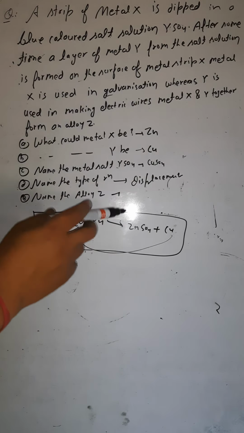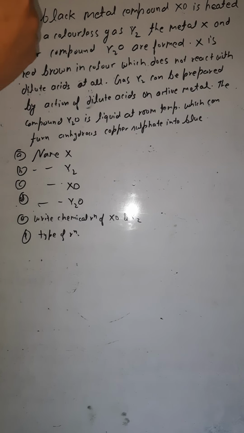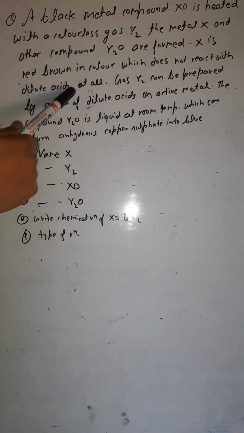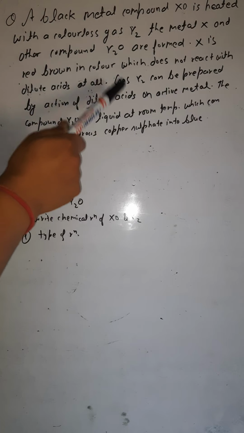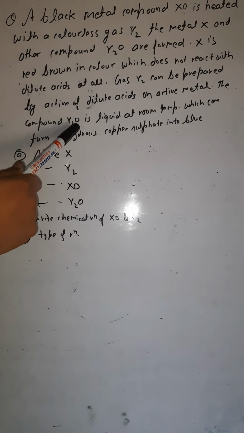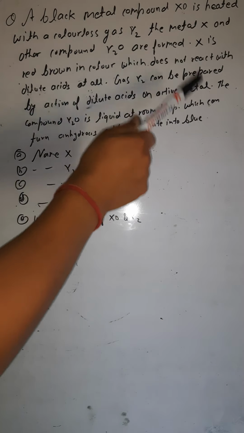So this is the next question which has been written on the board here. The question is, a black metal compound XO is heated with a colorless gas Y2. The metal X and the other compound Y2O are formed. X is red brown in color, which does not react with dilute acids at all. Gas Y2 can be prepared by action of dilute acids on active metal. The compound Y2O is liquid at room temperature, which can turn anhydrous copper sulfate blue. So these are the questions which you have to answer on the basis of the given information.